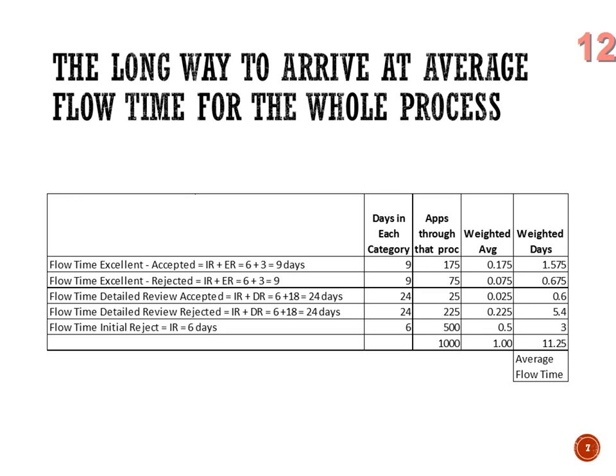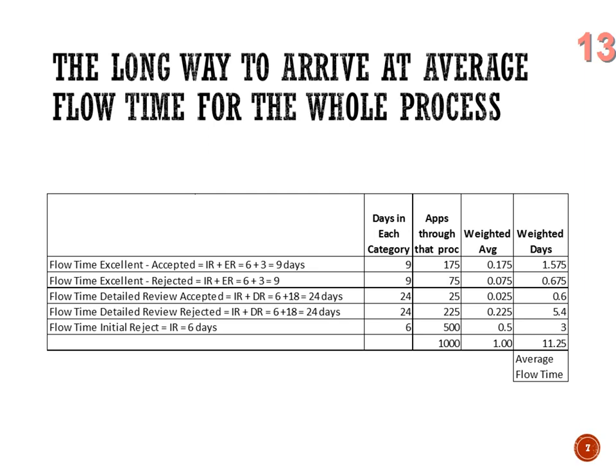So we've done our weighted average, and then we can say what our average flow time is. For an excellent accepted, it spends 9 days in each category, and we have roughly 175 applications that flow through that process. So our weighted average is 17.5%, so our weighted days becomes 1.575.